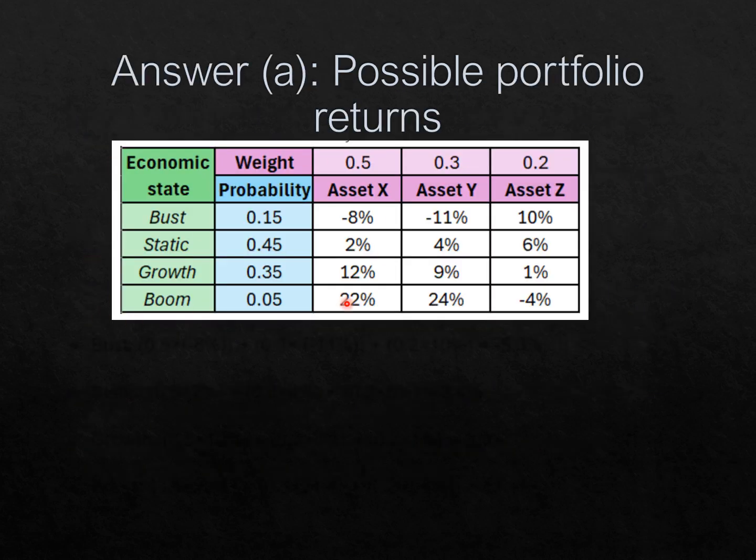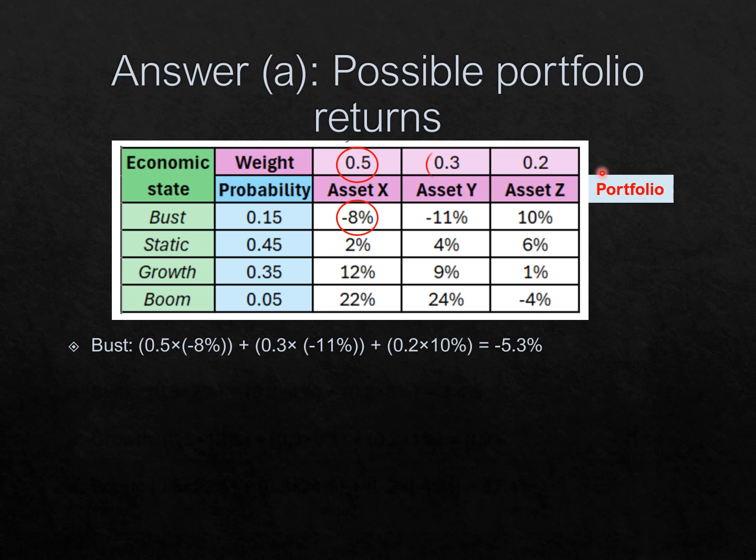Right. In this slide, we are going to answer the first question. The first question was about finding out the possible portfolio returns under each of the four economic states. Let's start with the first one. The first one is bust. So if the economic state is bust, what would be the possible portfolio return? For that we need to create a new column for portfolio. And the working is shown here.